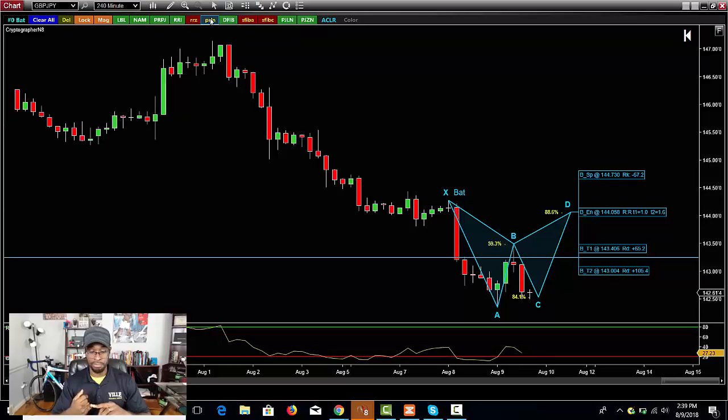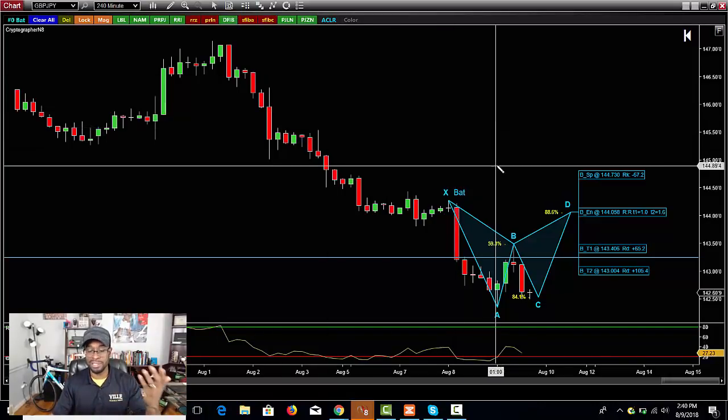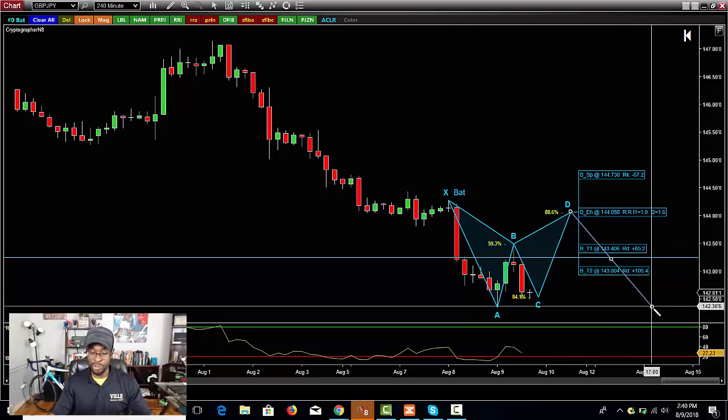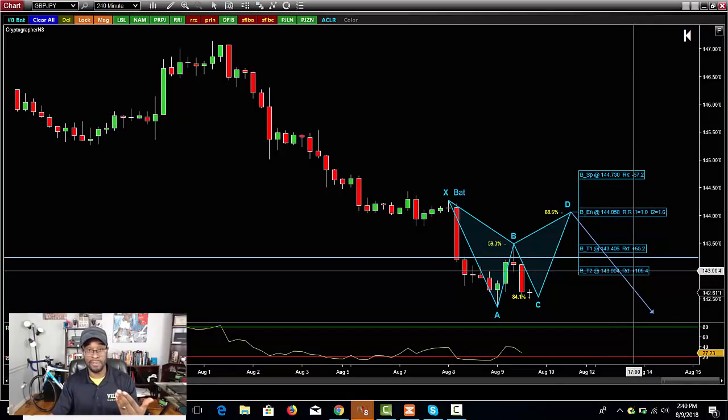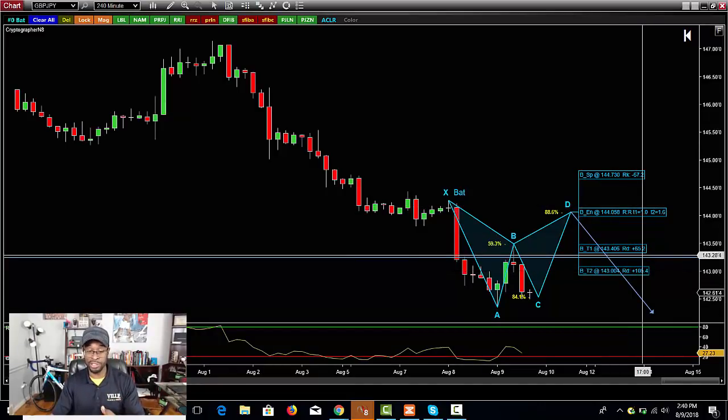You can, A, take this as strictly an advanced pattern formation, nothing wrong with that. You can, B, use the pattern formation as an entry reason for a trend continuation trade, meaning you look to sell it here at the D point, and use that as your entry reason for a pullback trade, expecting continuation lower.